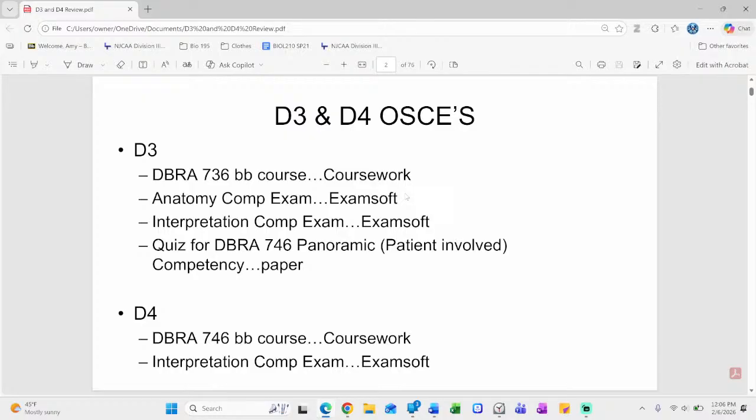D4, it is just the one exam, so the interpretation, and we are Friday from 8 to 9, okay. And then I know you have OD after that. So can I answer any questions about this part? On the computer, other than that panoramic paper, that will be paper, so bring something to write with, of course, but the others are on the computer.